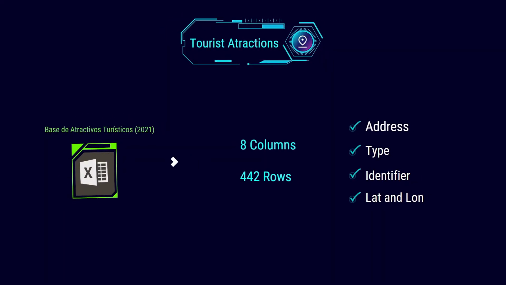Recommendations. The third project objective was to generate a system of recommendations for tourists, which will allow them to easily orient themselves with respect to the tourist attractions offered by the city. To achieve this objective, we start from the analysis of a database on tourist attractions in Bogota, provided by the Tourism Observatory. The database has 442 rows and 8 columns, containing information such as identifier of the attraction, code of the attraction, name of the attraction, address, latitude and longitude.